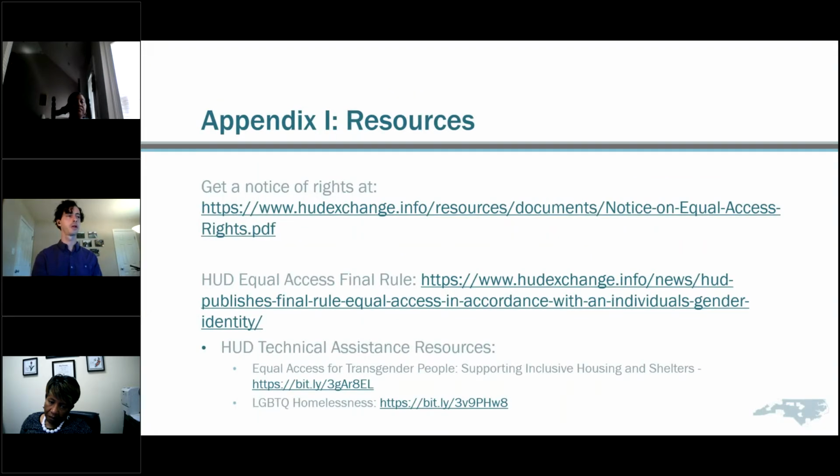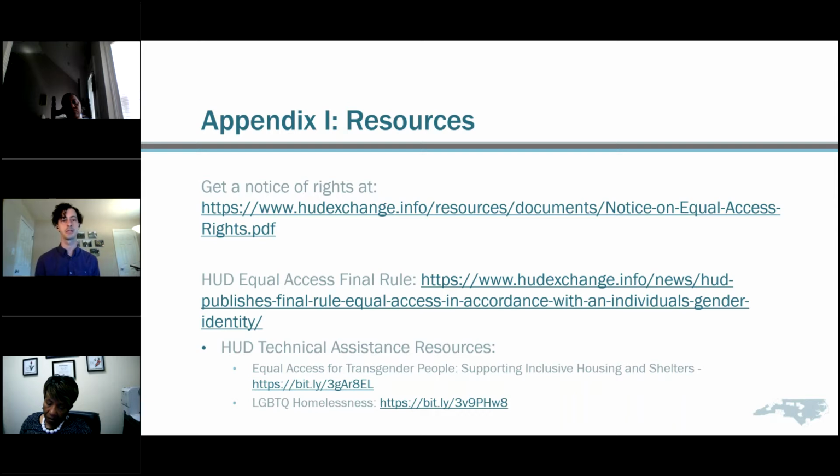Okay, so here are some resources. That concludes our breakdown throughout the policy. I will finish doing these resources and checklists, and we will end the recording and then dive into your questions. You can certainly get a notice of rights at the HUD Exchange info right there to talk about the equal access rights. They have also published the equal access final rule. And there is a link to that there.